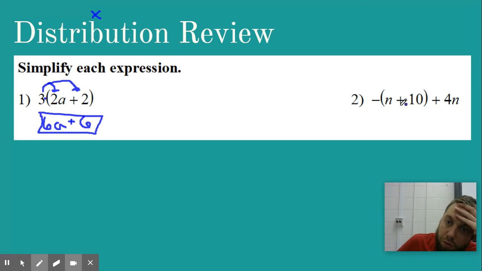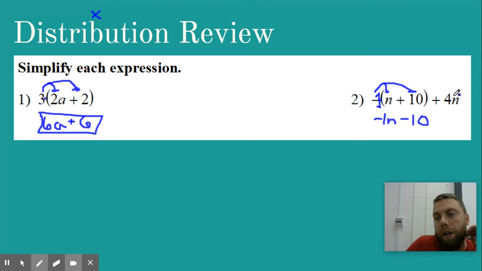Next, this one's a little bit more complicated because we have this negative in front. And when we see a negative in front of parentheses, we need to remember that's really like a negative 1 times whatever's in the parentheses. So we're going to distribute a negative 1 here, which gives us negative 1 times n, which is negative 1n, and negative 1 times 10, which is negative 10, or minus 10, okay? And then this 4n, we haven't touched that yet, so we're just going to move it down.